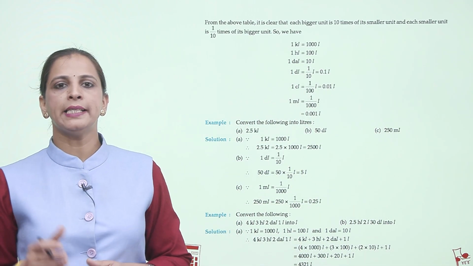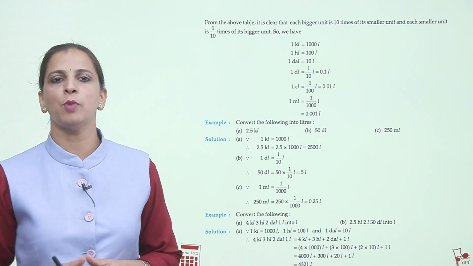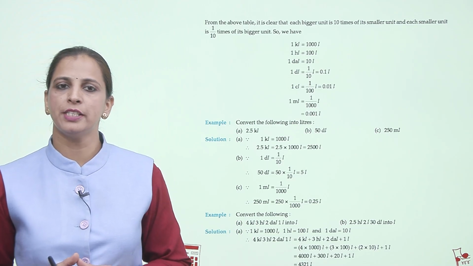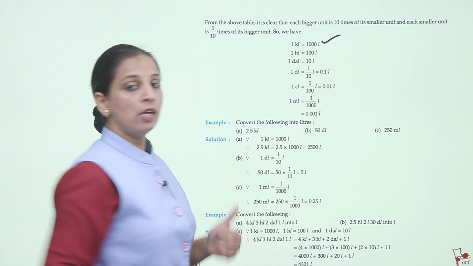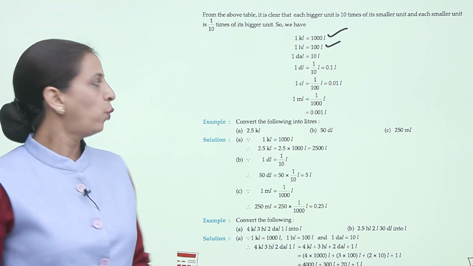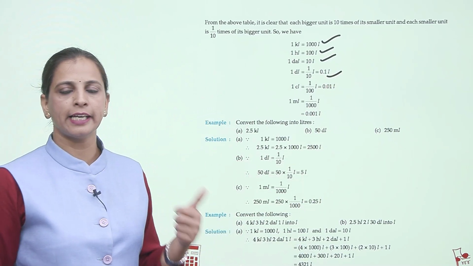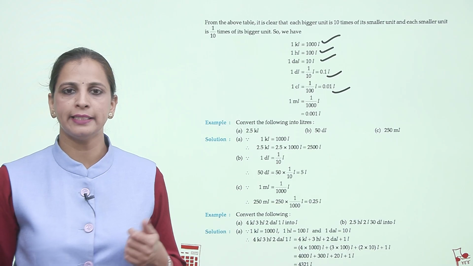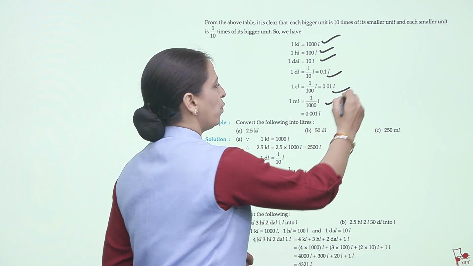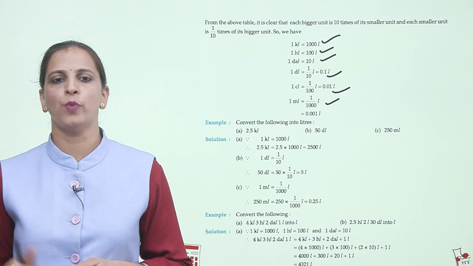From the above table, it is clear that each bigger unit is 10 times of its smaller unit and each smaller unit is 1 by 10 times of its bigger unit. So, we have 1 kiloliter is equal to 1000 liter, 1 hectoliter is 100 liter, 1 decaliter is equal to 10 liter and 1 deciliter is 1 upon 10 liter, that is 0.1 liter. 1 centiliter is equal to 1 upon 100 liter, that is 0.01 liter and 1 milliliter is equal to 1 upon 1000 liter, that is 0.001 liter.